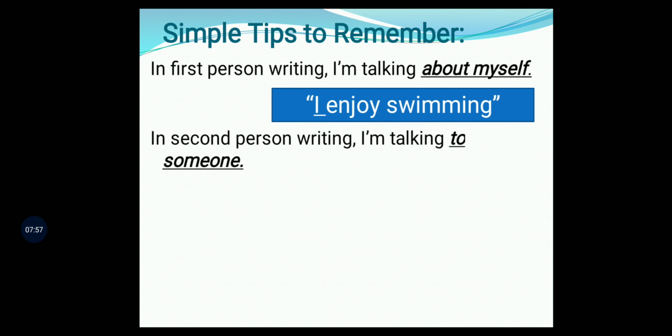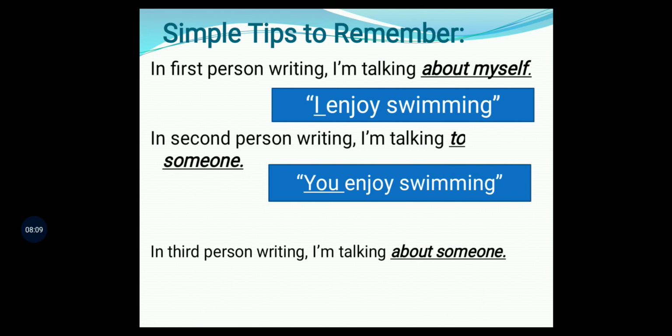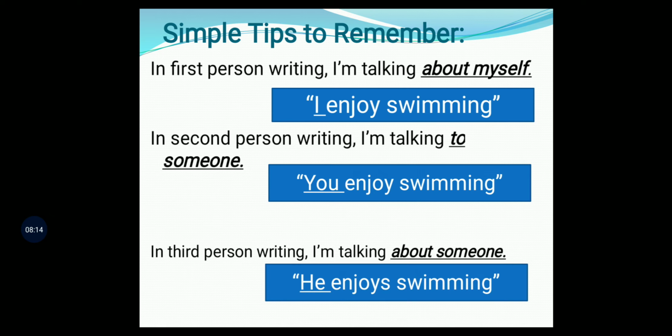Second person writing, you're talking to somebody. In this case, you say you enjoy swimming. In that scenario, the speaker is giving out information about the second person. And in the third person writing, I'm talking about someone. So for example, he enjoys swimming. So the speaker is talking to a second person, giving out information about the third party. And the third party in this case is he.